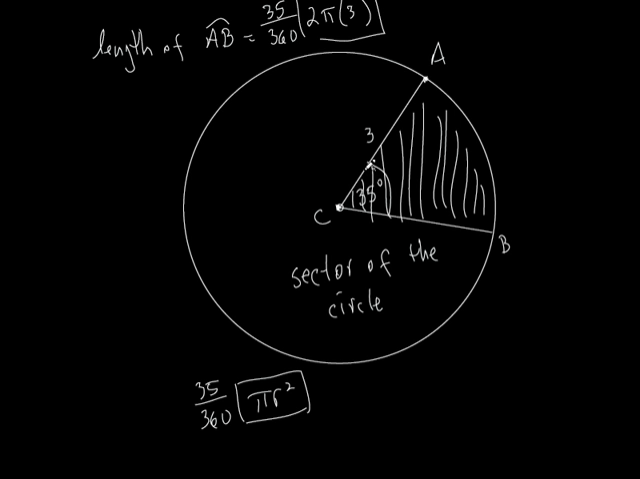So how much of the circle am I trying to find? 35 degrees out of 360 degrees of the whole circle. Of means times, so this is this times pi r squared. So let's put the actual number in here now. 35 over 360 pi r, which in this case is 3, and we square it. So that's all the stuff that we put into the calculator.